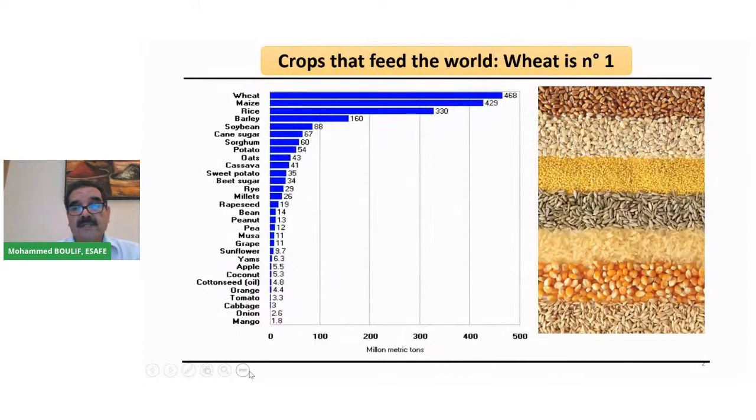Let's start by talking about the crops that feed the world. And that is something that every world citizen should keep in mind. Wheat is the number one crop that feeds the world population, alongside maize, rice, and in third place, barley. Of course, you will find, depending on references, which is first and second, depending on the date of publications. But to me, this is what the crops of the world are, and wheat is the number one crop that feeds the world.